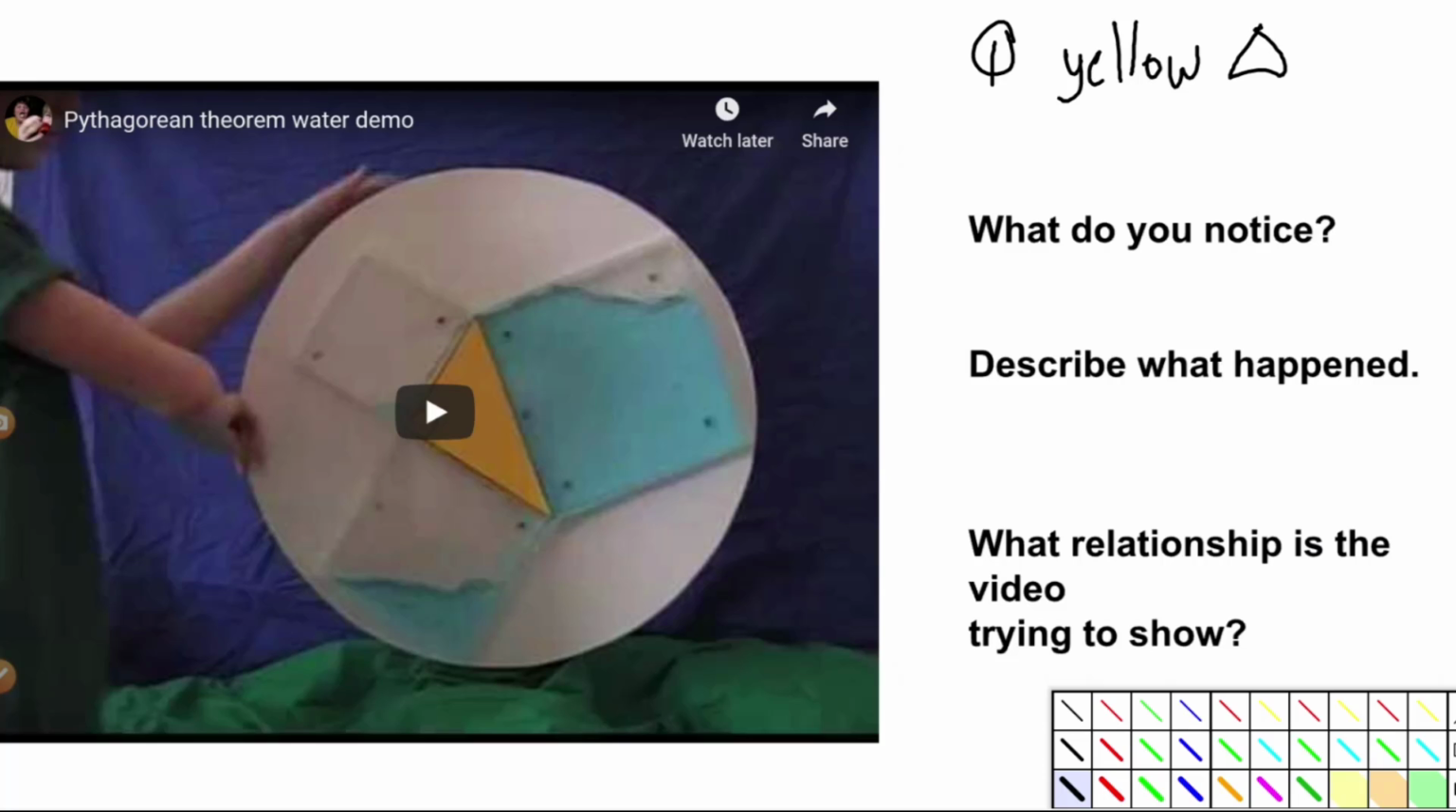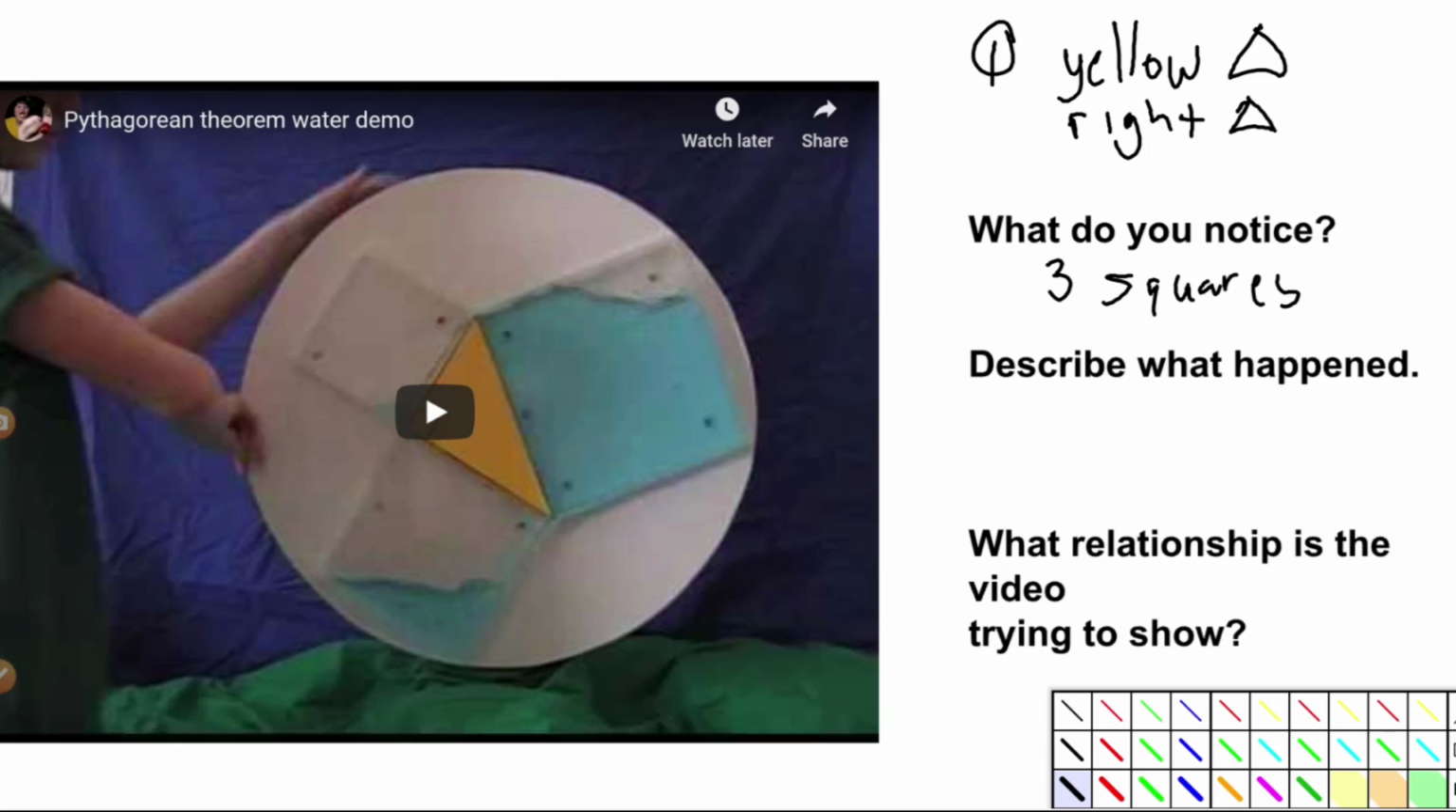So we know this is a right triangle, and that's important because our Pythagorean theorem only works when we have a right triangle. So we're going to need to know that as we go. But what was the other thing we noticed? Well, we noticed there were some squares. They put squares on the sides of your right triangle. So we noticed there were 3 squares.